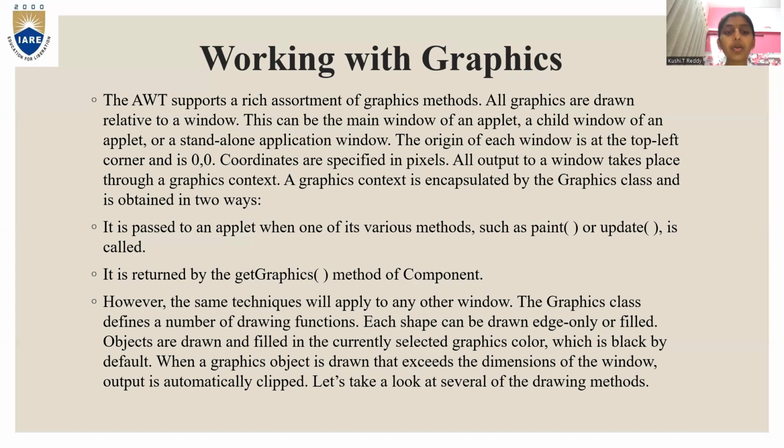It is passed to an applet when one of its various methods, such as paint or update, is called. It is also returned by the getGraphics method of Component. However, the same techniques will apply to any other window. The Graphics class defines a number of drawing functions. Each shape can be drawn edge only or filled. Objects are drawn and filled in the currently selected graphics color, which is black by default. When a graphics object is drawn that exceeds the dimensions of the window, output is automatically clipped. Let's take a look at several drawing methods.